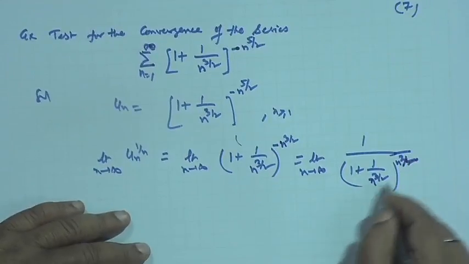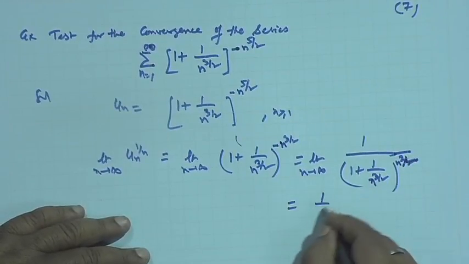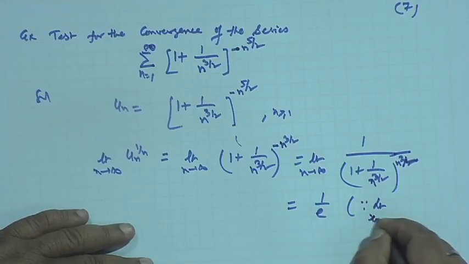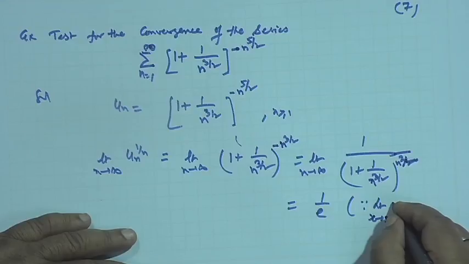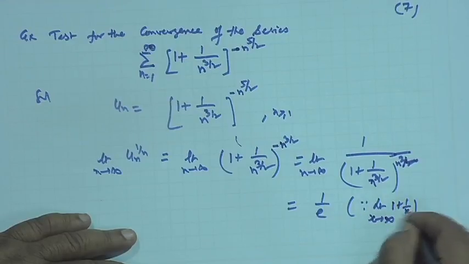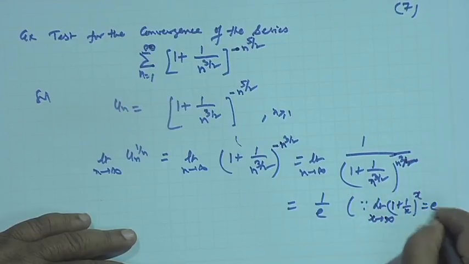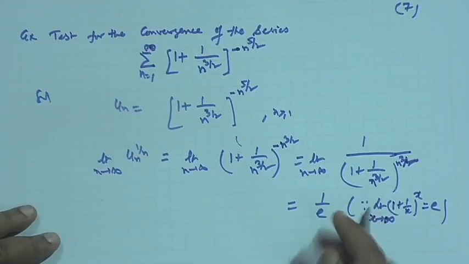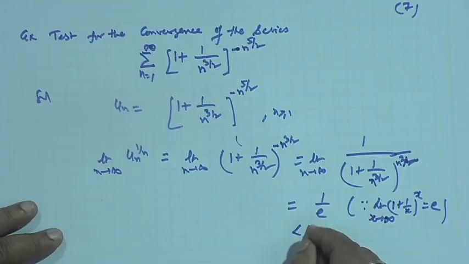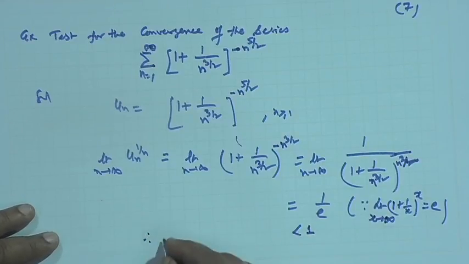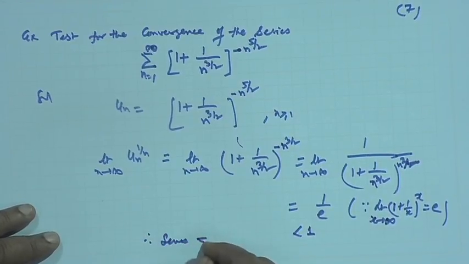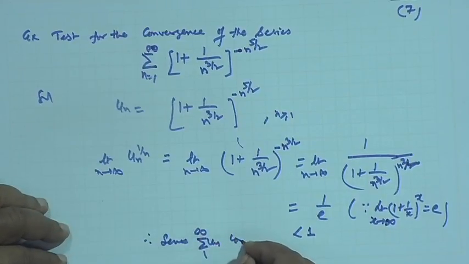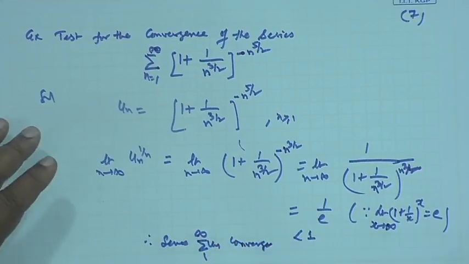Now, this is nothing but e. So, it is 1 by e, because this limit is there: limit as x tends to infinity of (1 plus 1 by x) raised to the power x is e. This result is valid, is known. So, 1 by e, and e is greater than 1, so it is less than 1. Therefore, the series sigma of u n, 1 to infinity, converges. Why? Nth root test. Okay?